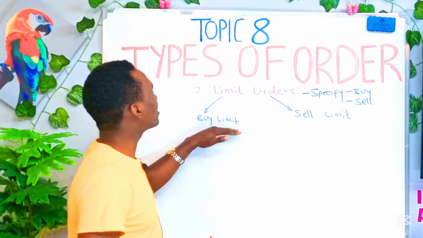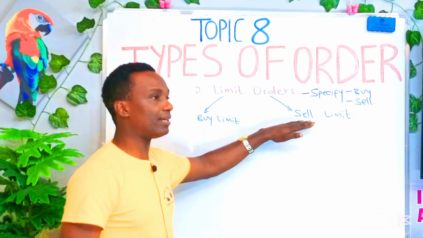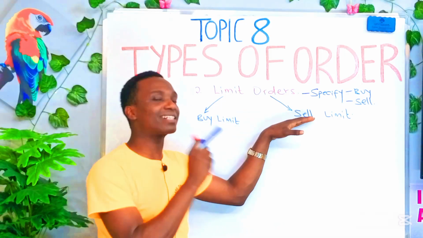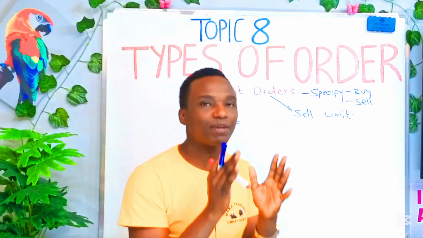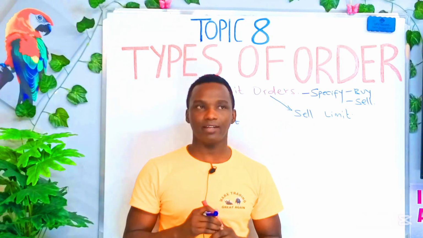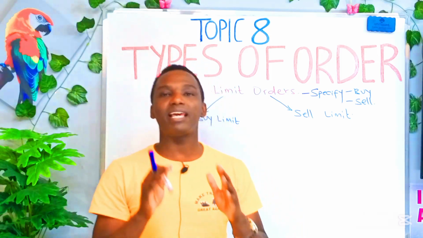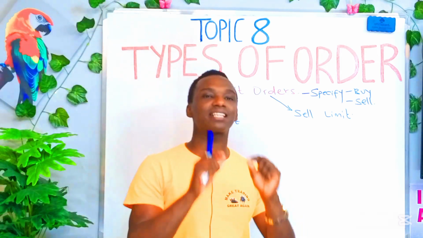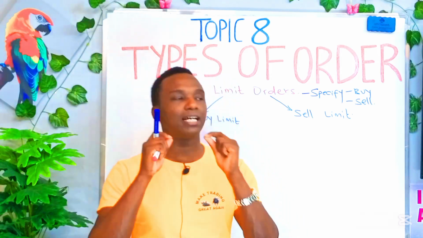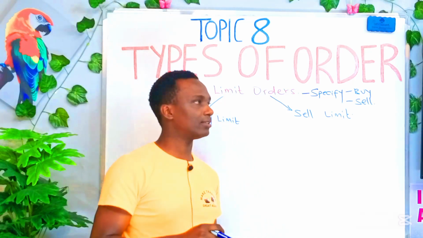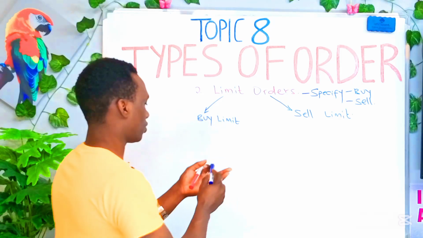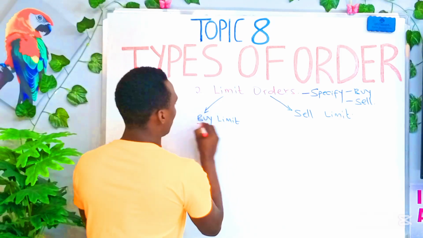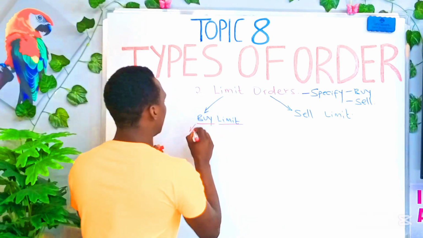This type of orders, the buy limit and the sell limit, can only be executed if the market reaches that specified level. Okay? Good. So we are going to start with the buy limit.